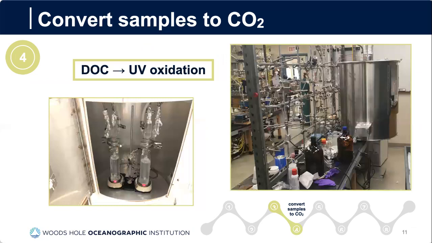Organic carbon dissolved in water is oxidized to CO2 using UV light. These are two separate samples in reaction vessels inside a chamber with a UV light inside, and the UV light is used to oxidize the sample, the DOC. It's converted to CO2. This is that chamber on a vacuum line, and then the CO2 that's generated is purified and quantified on this line.